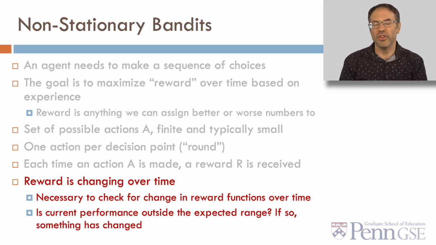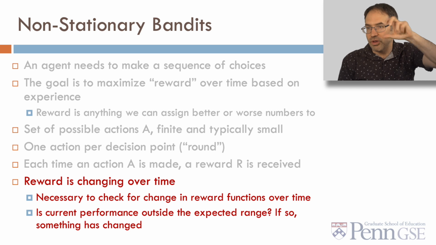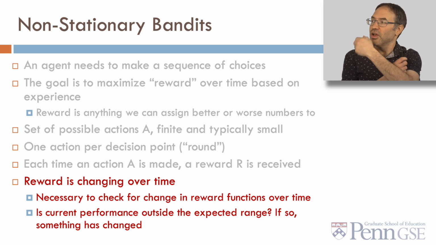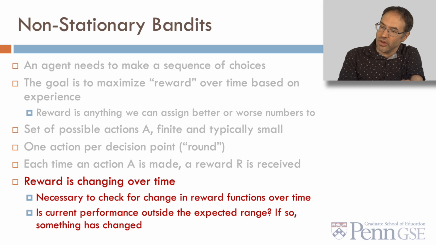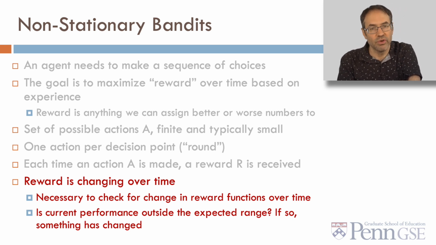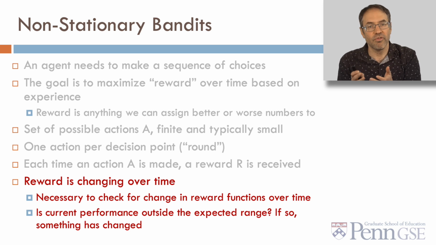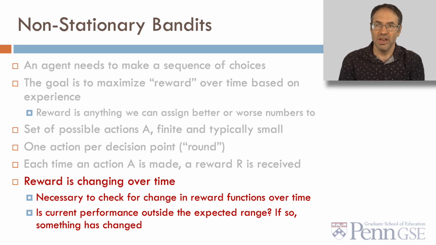Another variant on multi-armed bandits that relaxes another assumption is non-stationary bandits. Non-stationary bandits say, what if the reward's changing over time? What if the circumstances aren't always identical? In this case, it becomes necessary to check for changes in the reward functions over time. Goodness! We were usually getting a reward of 17 earlier, but now we seem to be getting a reward of 12 for doing the exact same thing. In this case, the model is always asking, is the current performance outside the expected range? And if so, something might have changed and we might have to adapt.